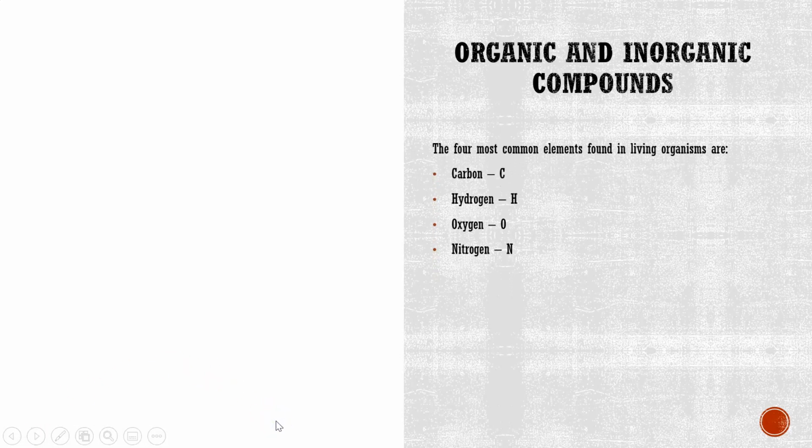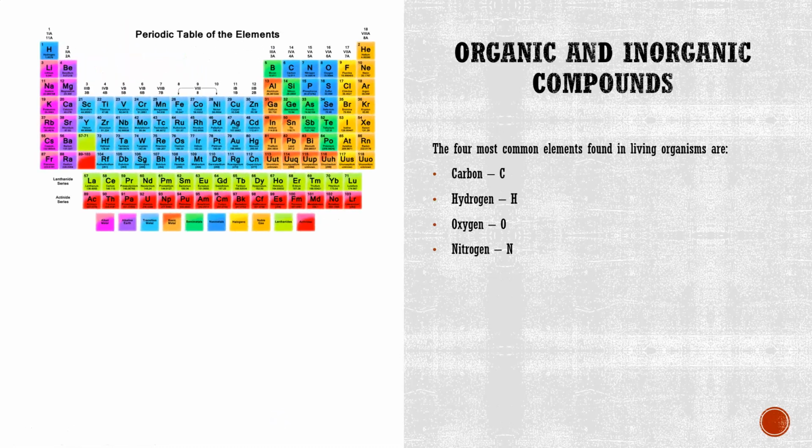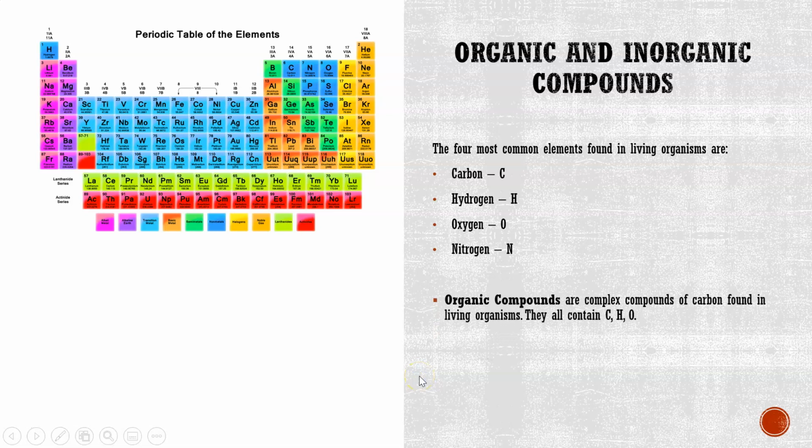Okay, so before we get going here, we just need to have a bit of a background understanding on our organic and inorganic compounds. The four most common elements found in all living organisms are carbon, hydrogen, oxygen, and nitrogen. On our periodic table here, we know that these are all elements. We've got our group 1 there of hydrogen, and over here we've got our carbon, nitrogen, and oxygen, all of which are non-metals.